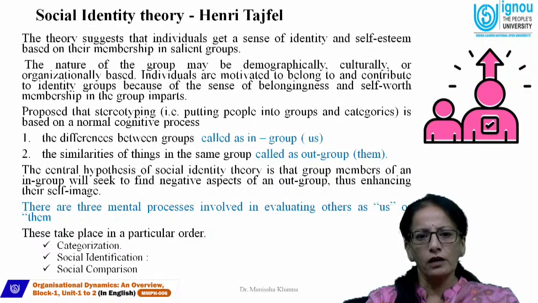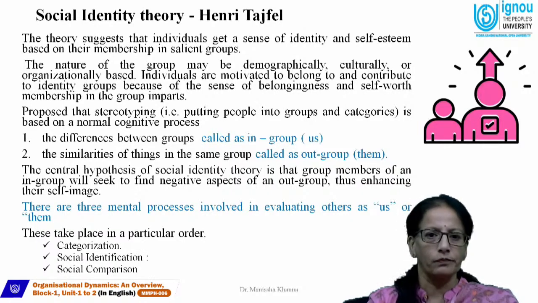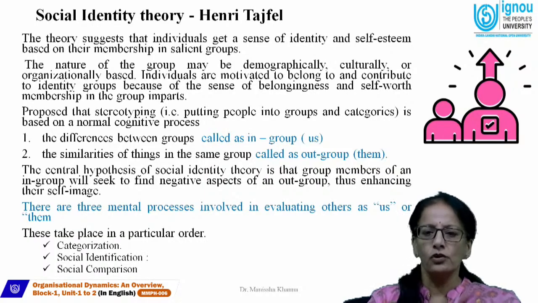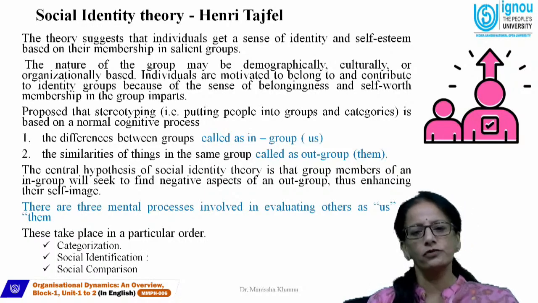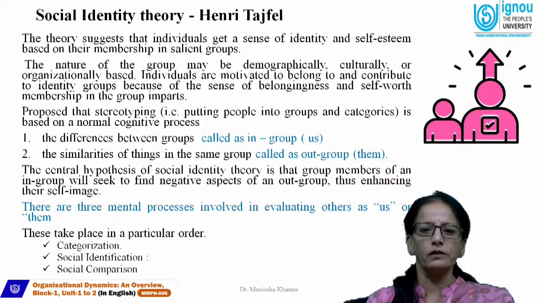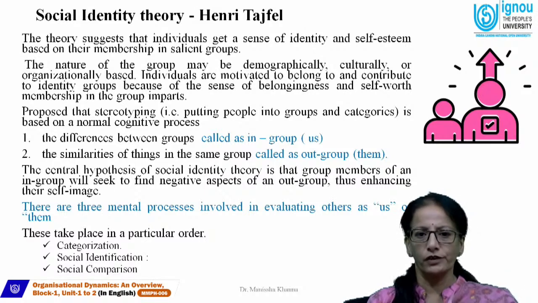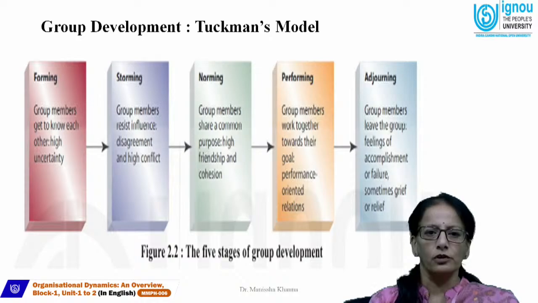So there are three mental processes involved in evaluating others as us, the in-group, or them, the out-group. They are categorization, social identification, and social comparison, where they compare each other and identify each other with some specific categories or specific classification. So that is how the social identity theory works within the group.